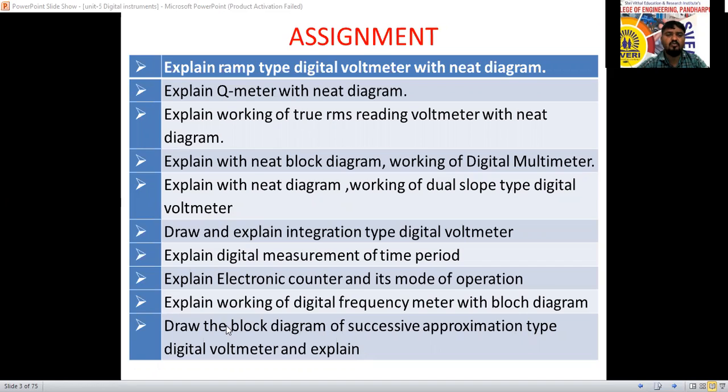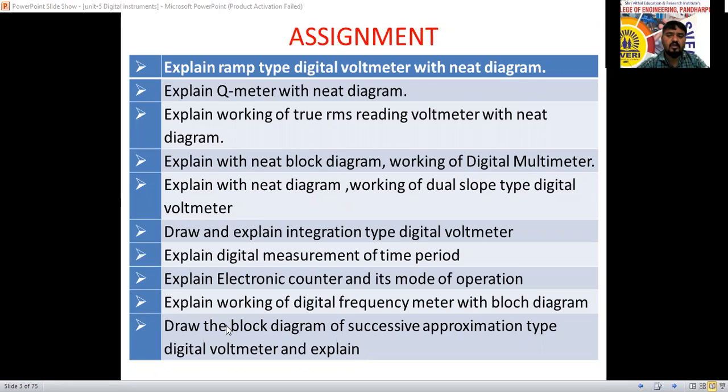Second one is: explain Q meter here now. It also has diagrams. You have to explain with neat diagram. The third question is: explain working of true RMS reading voltmeter with neat diagram. Actually, true RMS reading voltmeter is again one type of digital voltmeter. This one also you have to explain with neat diagram.